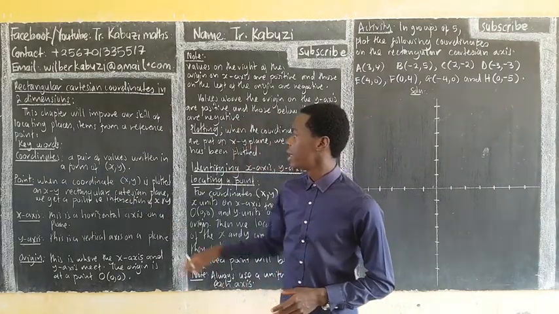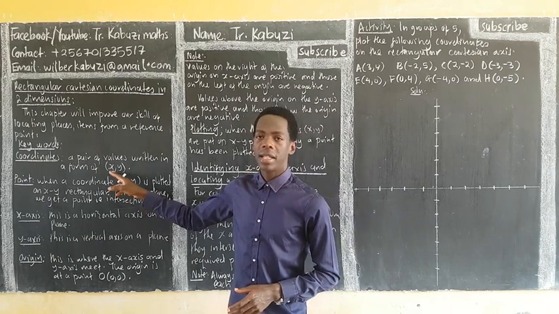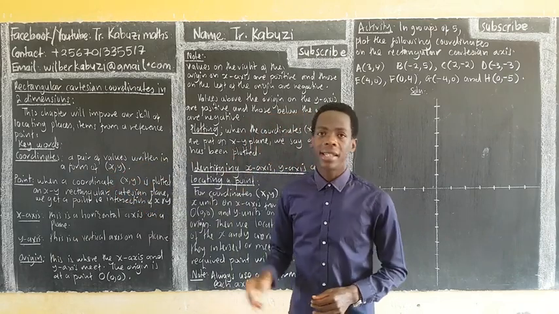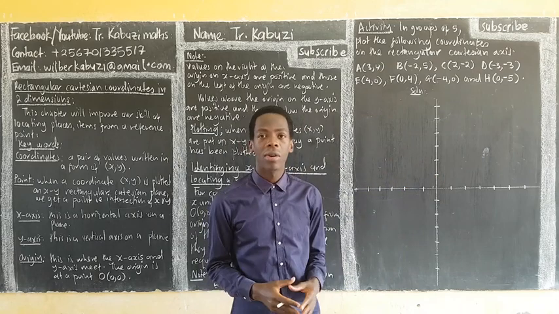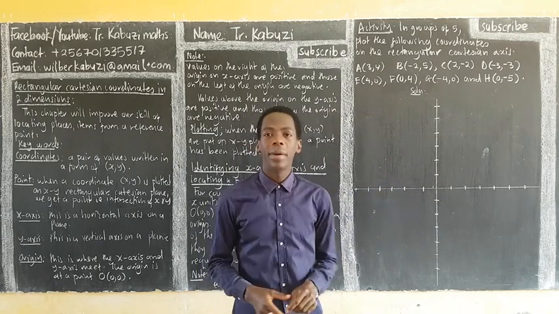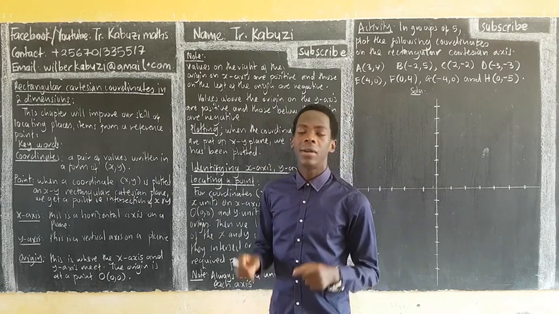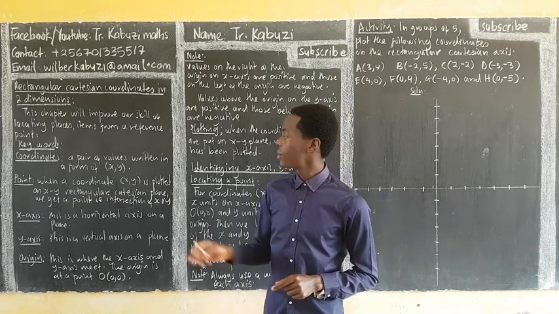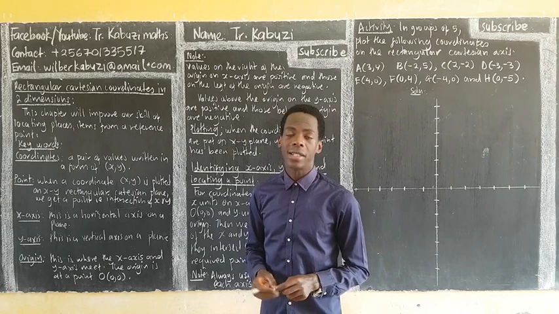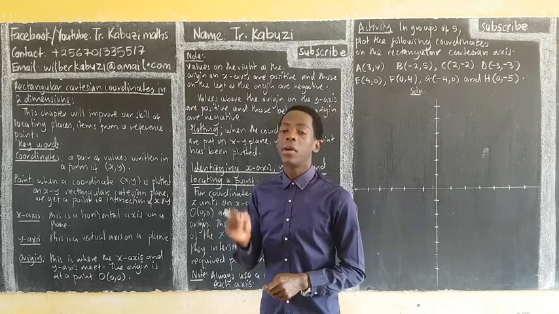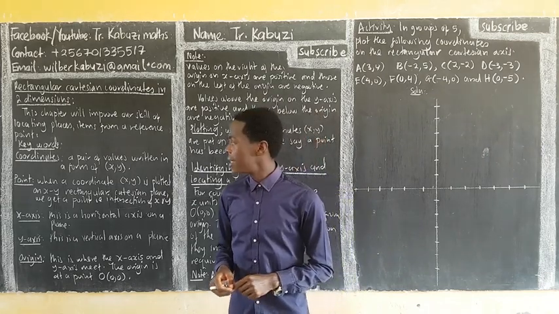Then a point: when we put this coordinate on the Cartesian, this is how our Cartesian plane is going to look. So when you put a coordinate on the Cartesian plane, then that coordinate becomes a point. So we have located that point because we know exactly where it is.